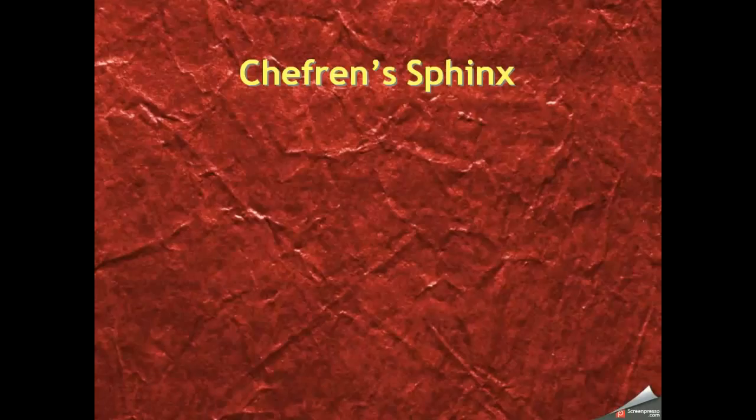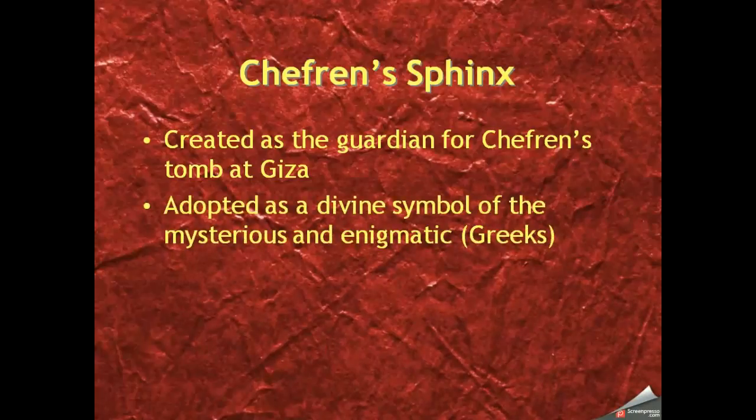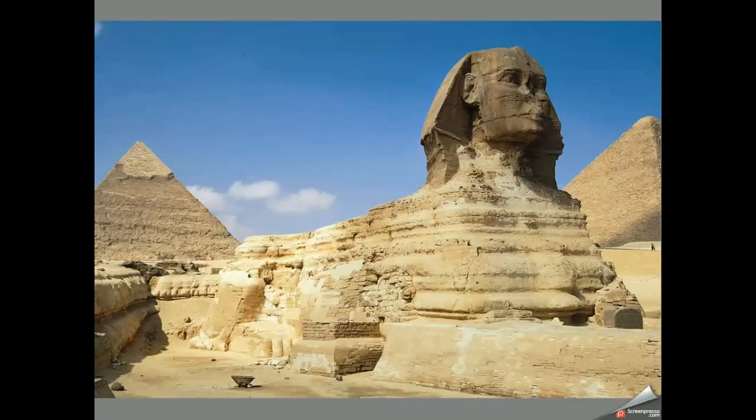And it's the oldest. Chephren's Sphinx is another interesting enigma. It was created as the guardian for Chephren's tomb, supposedly his tomb at Giza. It was adopted as a divine symbol of the mysterious and the enigmatic. At least that's what the Greeks wrote hundreds of years later. Here it is, as it appears today.